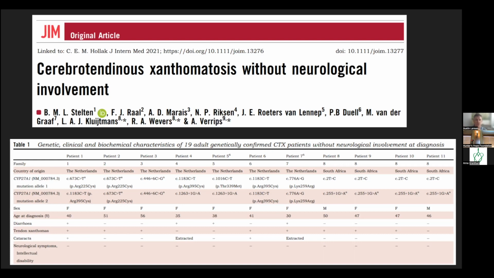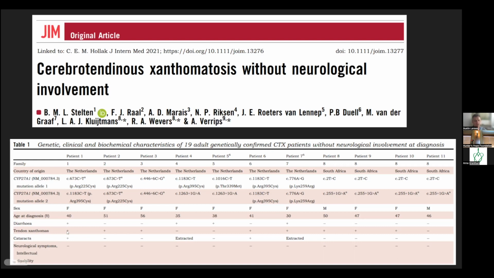So this is a publication from 2001. The lead author on this is Bianca Stelten, who's in the Netherlands. And they have a case series of 19 patients from 16 families that did not have neurologic symptoms of CTX.